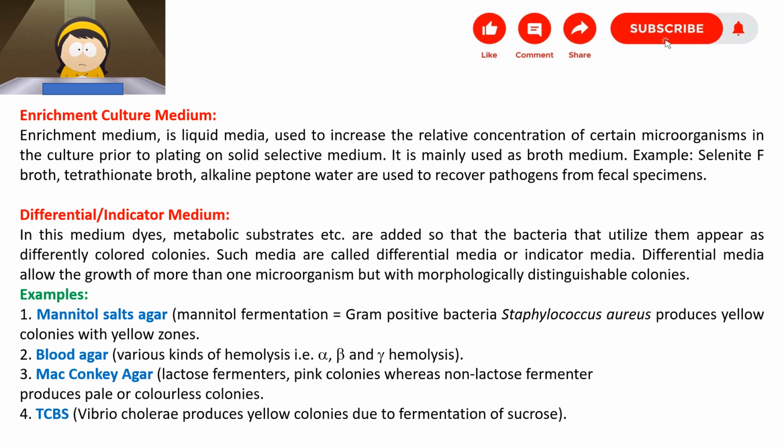3. MacConkey agar. Lactose fermenters produce pink colonies, whereas non-lactose fermenters produce pale or colorless colonies. 4. TCBS: Vibrio cholerae produces yellow colonies due to fermentation of sucrose.